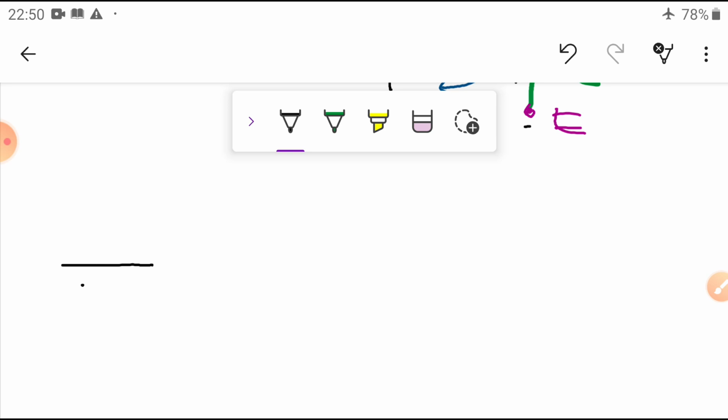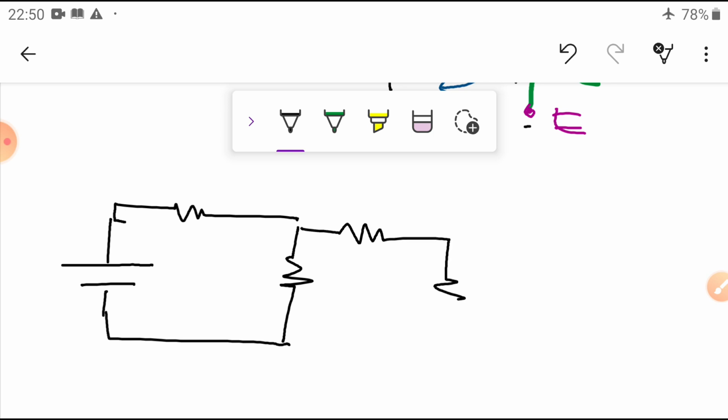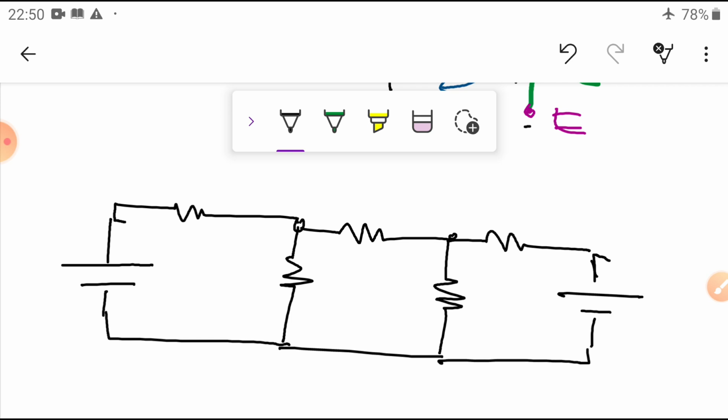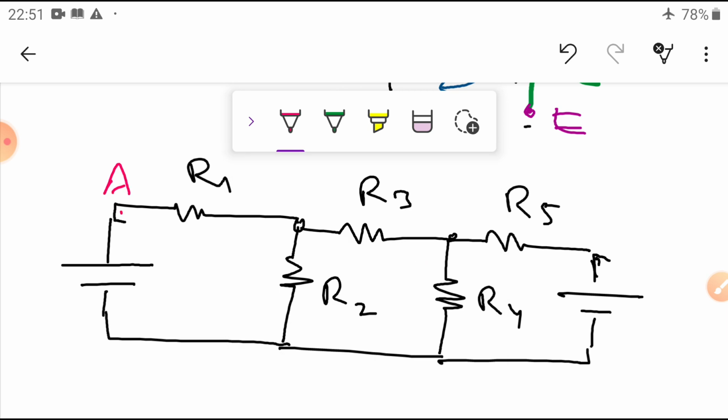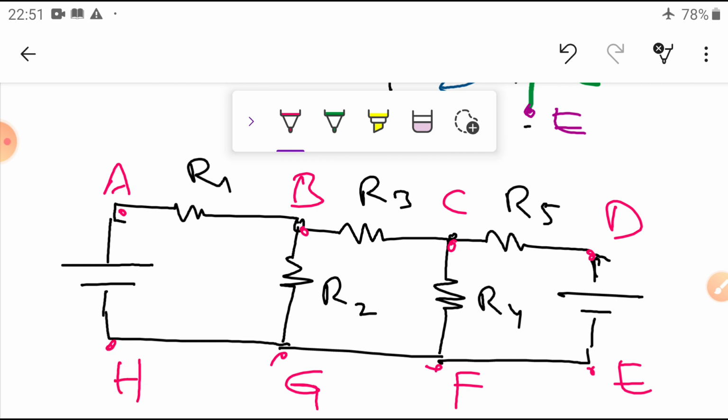Now, what have we seen? Once again, you can see this is a source, and this is a resistance, and this is a resistance. Here another resistance is connected, and another resistance is connected here, and a source is connected here. R1, R2, R3, R4, R5 are the resistances connected in between. Based on this, we represented terminal A, terminal B, C, D, E, F, G, H.